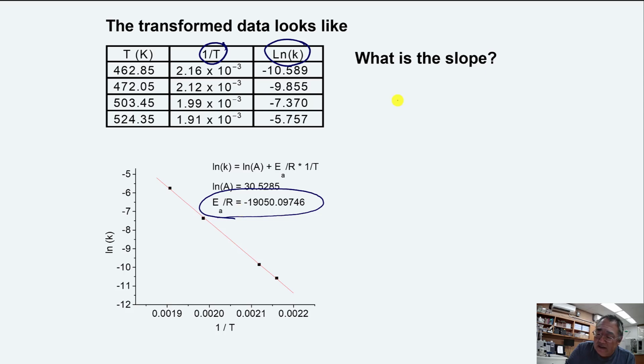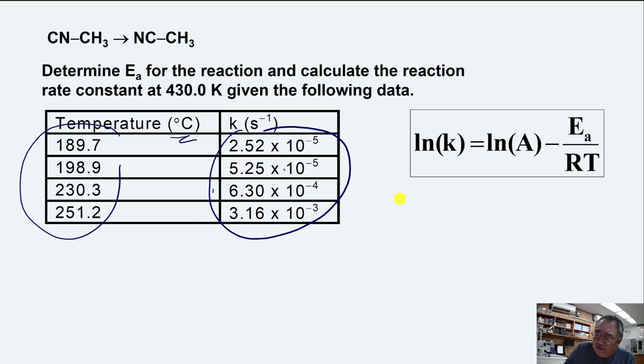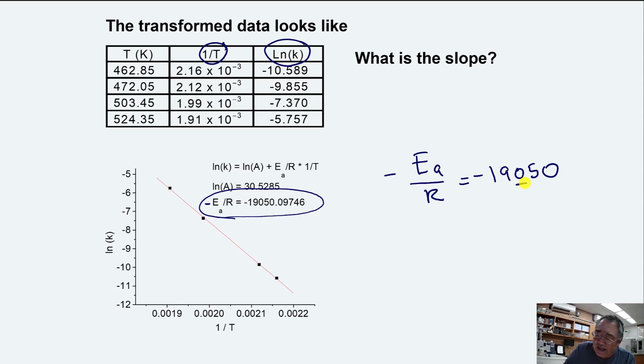So minus EA over R, sorry, I should say minus EA over R, that's missing there. That's my slope, is equal to minus 19050. And let's just stick with, how many sig figs do I have here? 3 significant figures over here. So we'll do that. And then the units are just 1 over Kelvin, like that.